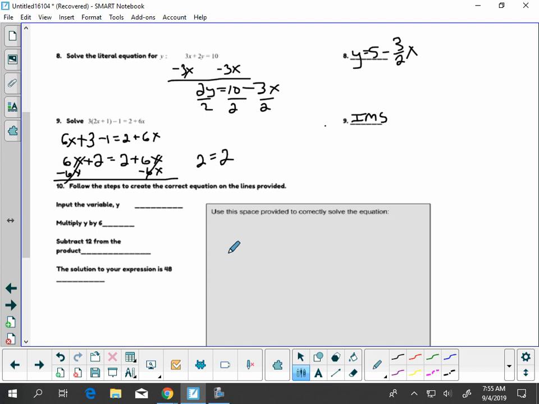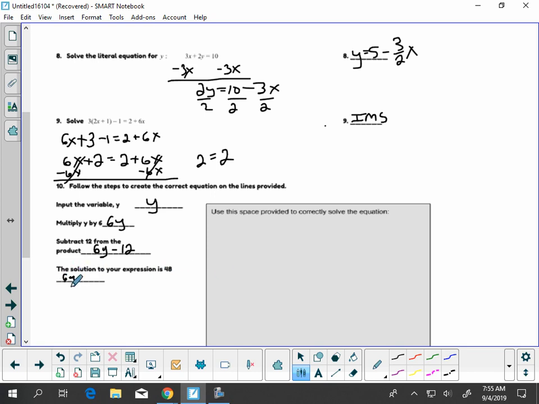All right, number 10. You're going to have one like this on your test, and we've done a few of them for problem of the day. Input the variable y. So you just write y. Multiply y by 6. 6y. Now subtract 12 from the product. 6y minus 12. And you have to show each step.